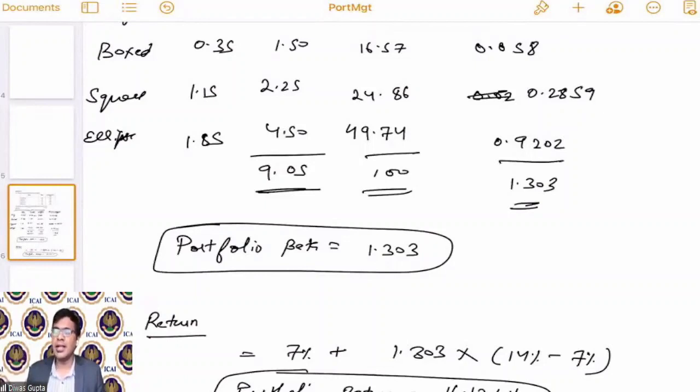Hence, Naveen, in the question and in the general thought process also, market price is as good as cost to calculate the percentages. Okay. And hence to calculate the portfolio beta.